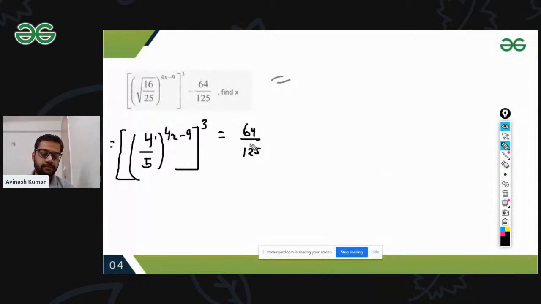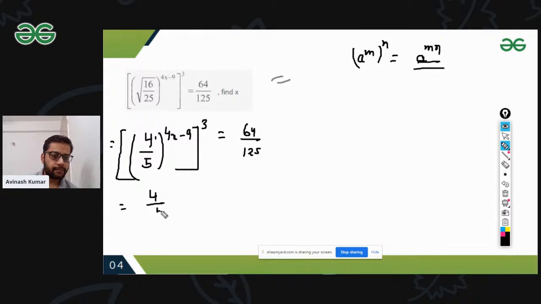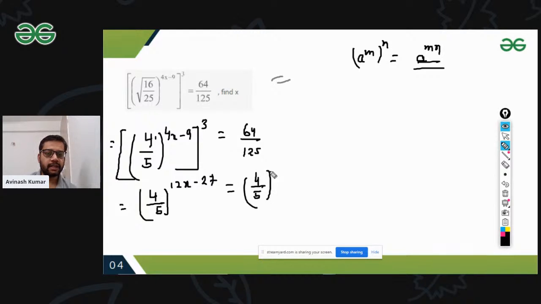Till now, is there any doubt? Now again check this one. This is our base, and this is to the power again to the power. This power can be multiplied. We have already learned this formula: a to the power m to the power n can be written as a to the power mn. I hope you understand this formula. So I can write this as 4 by 5 to the power, and now multiplying, 4 3s are 12x minus 9 3s are 27, is equal to 4 by 5 to the power 3. Can I write this one like this?